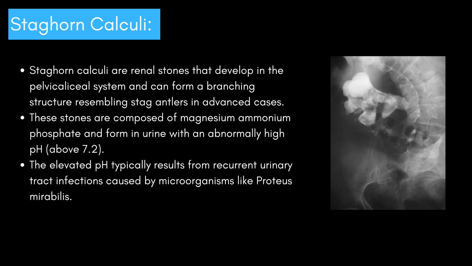Let's next take a look at Staghorn Calculi. Staghorn calculi are renal stones that develop in the pelvicoileal system and can form a branching structure resembling stag antlers in advanced cases. These stones are composed of magnesium ammonium phosphate and form in urine with an abnormally high pH, above 7.2. The elevated pH typically results from recurrent urinary tract infections caused by microorganisms like Proteus mirabilis.